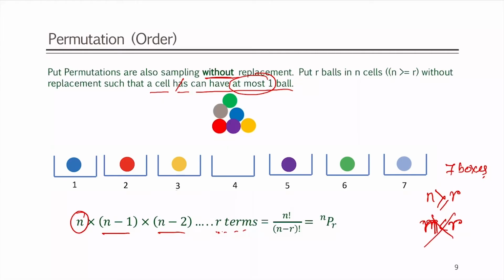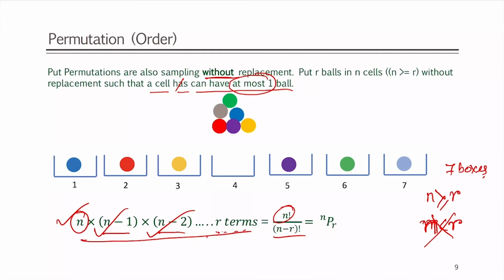So, you see this situation where I am choosing any of the n boxes for my first ball, and then I am left with only n minus 1, because I cannot put more than 1 ball. Then my third ball will have n minus 2, and like that I have r balls, so r terms, and that can be written as factorial n by factorial n minus r, exactly that one, if you think of it.